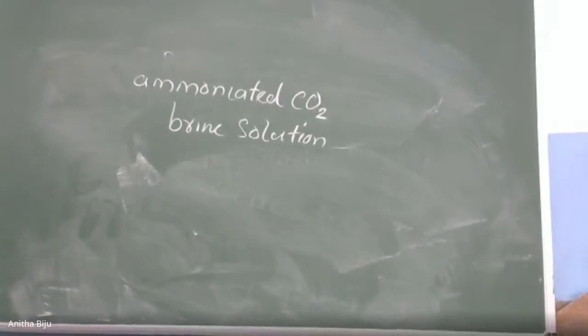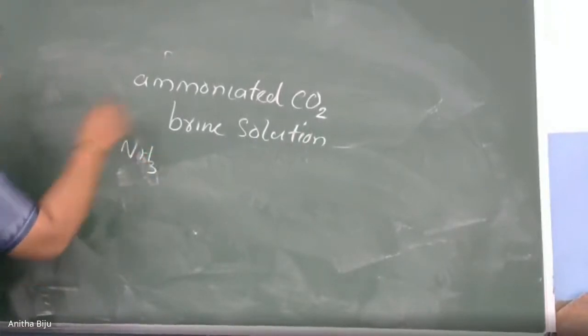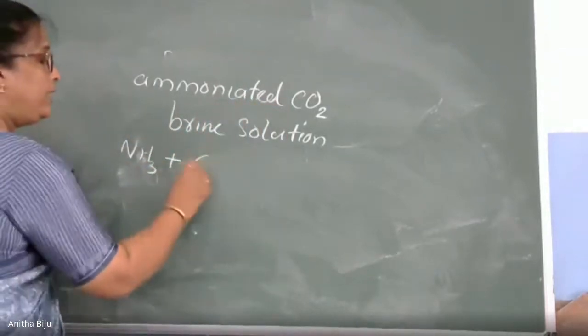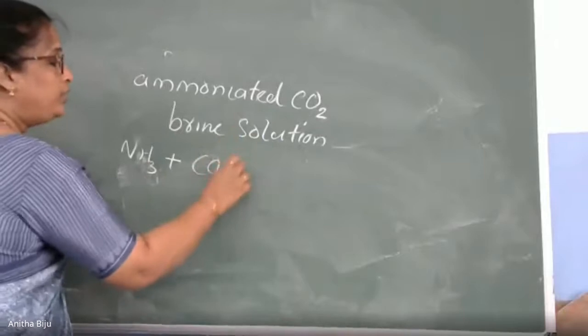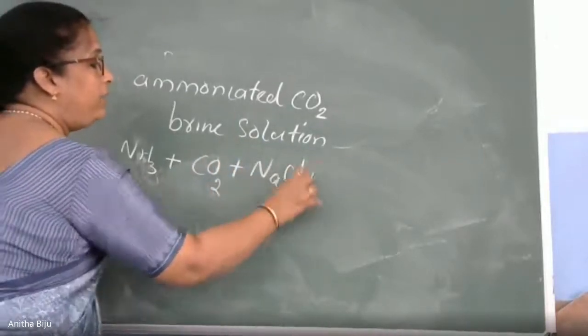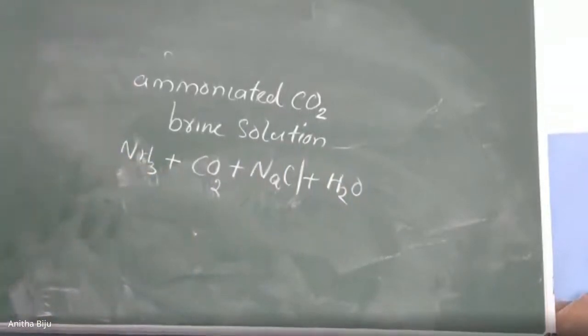Now look at the statement. When ammoniated carbon dioxide passes through brine solution, in this single sentence, 4 reactants are there. Which are the 4 reactants? From that we will write the equation. Ammoniated means ammonia is there. Carbon dioxide is there. Brine solution means, as we have learned yesterday, NaCl plus H2O. All these 4 reactants are coming in the reaction.